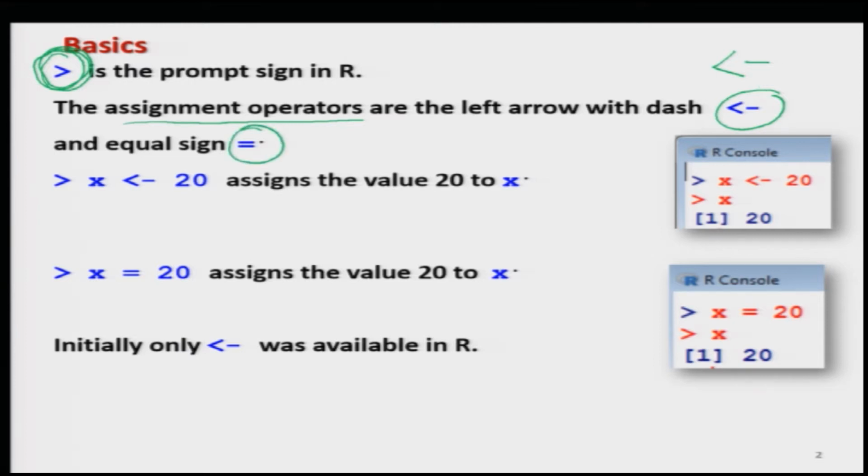For example, if I take a variable x and I want to assign the value 20 to it, I have two options. I can write x less than hyphen 20, or I can write x equal to 20. Both these commands will assign the value 20 to x. So, now a very obvious question crops up in our mind: why are there two commands?